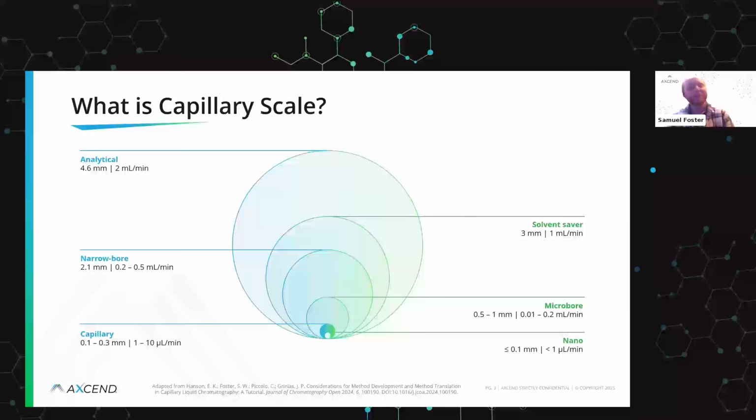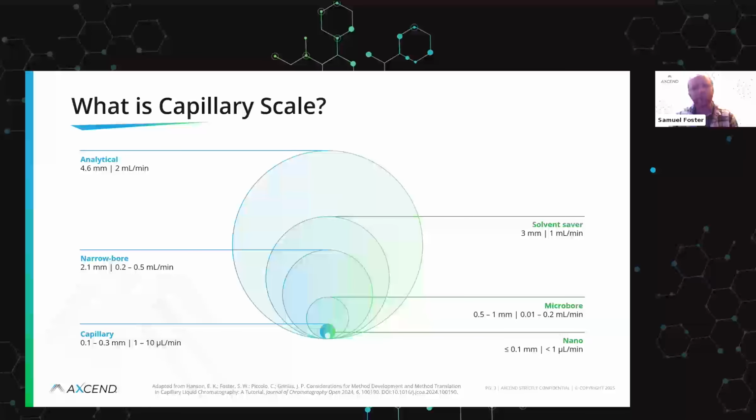So for those of you who have been following the series, you'll probably be very well familiar with this slide. This is going over what capillary scale HPLC is. Now, liquid chromatography is primarily broken up into scales based on the inner diameter of the column you're using. So analytical scale, you're typically looking at about a 4.6 millimeter inner diameter column. You can run anywhere from about 1 to 5 milliliters a minute. Solvent saver is 3 millimeters in inner diameter, and narrow bore is 2.1 millimeters in inner diameter.